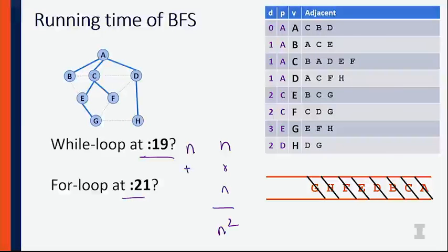And independently, we have to add up all of the possible edges here. So that's 2m. So we can either do n times n to get an n squared running time, or more precisely, we can say it's n plus 2m, which is going to be equal to a running time of O of n plus m.